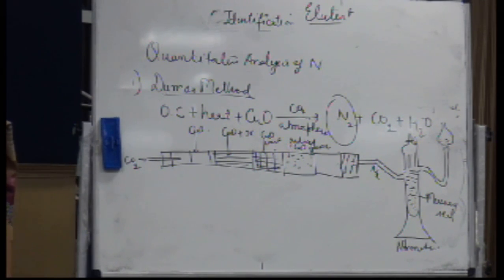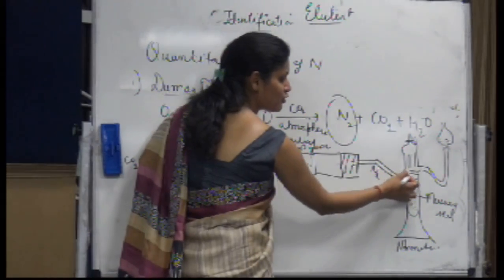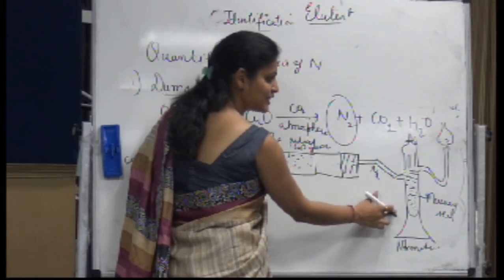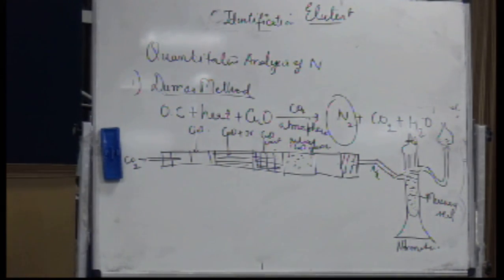It measures the amount on the basis of the level of the mercury that has changed. This is the mercury. On the basis of the amount of dinitrogen that goes inside this flask, the level of the mercury will rise or fall. So using those calculations, you can find out the amount of dinitrogen released.